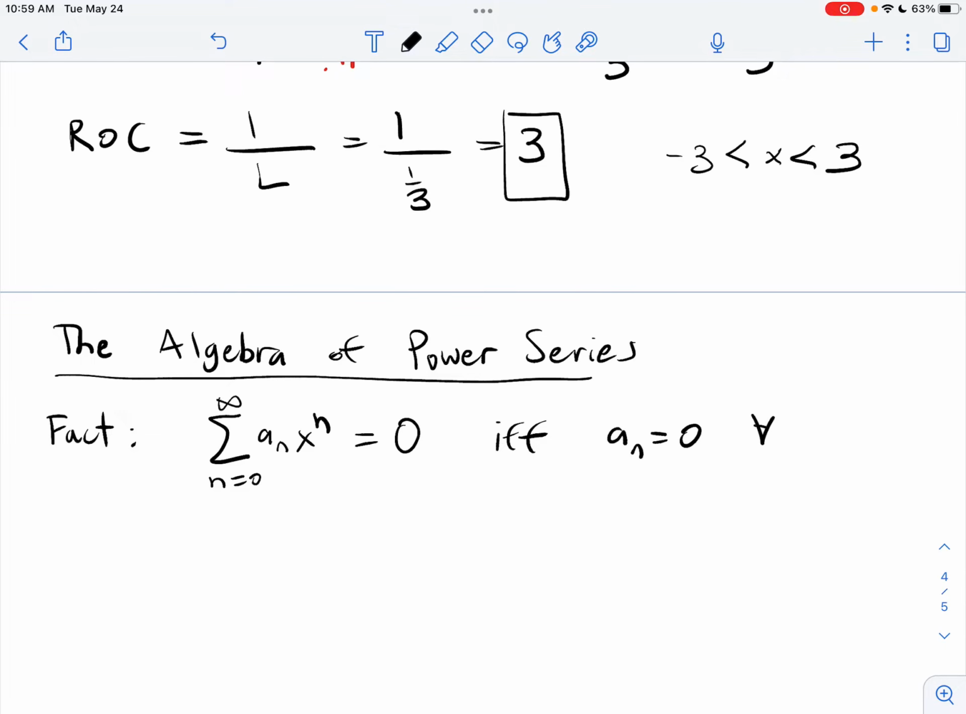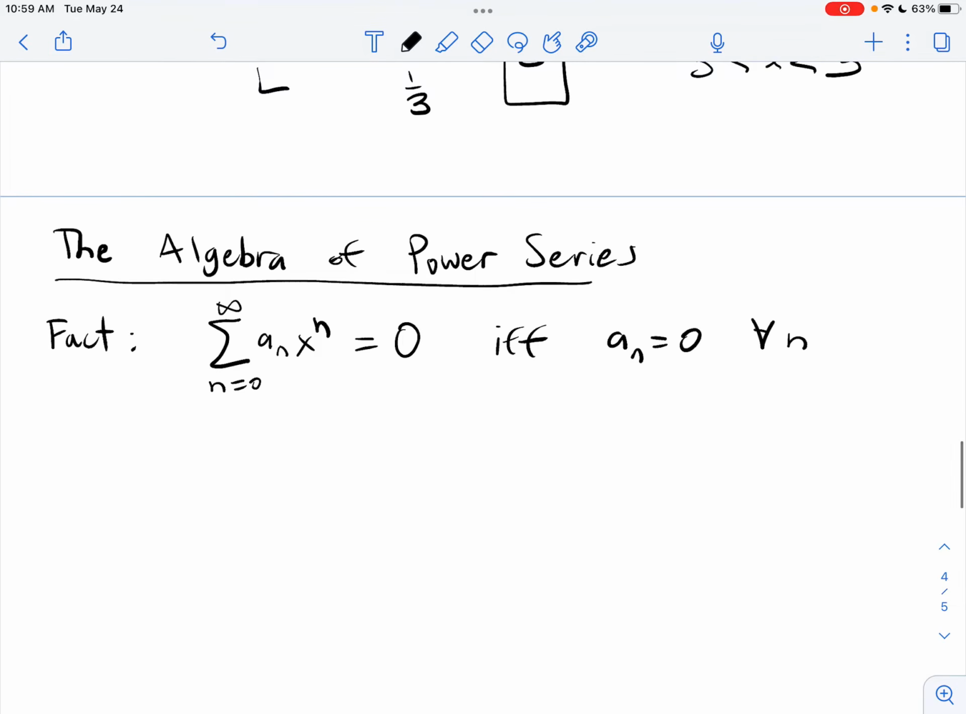Let me make this a little more clear for all n. There we go. We're going to be using this fact a lot, okay? So remember this. If a power series is equal to 0, that can only happen if all of the coefficients are 0. So let's keep going here.